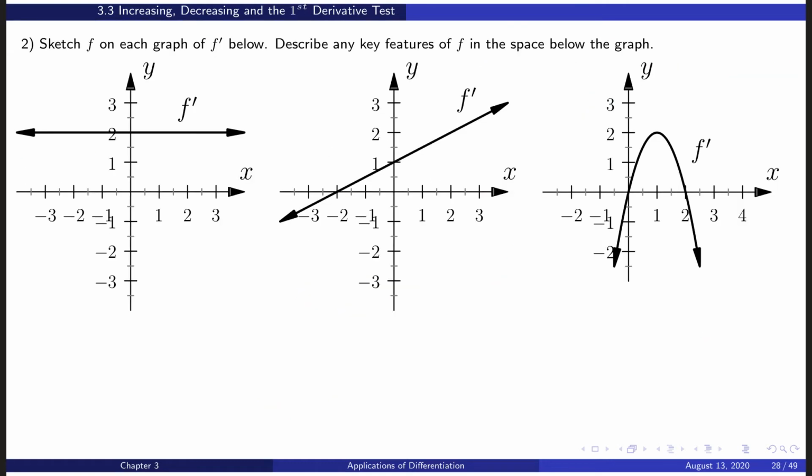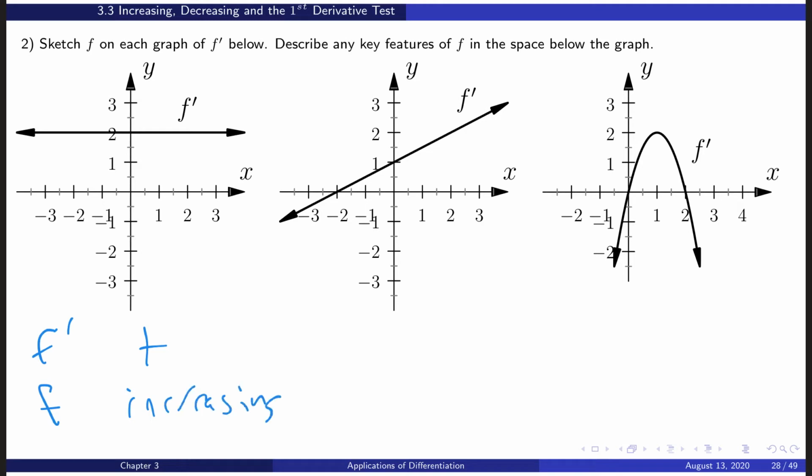So this next set of examples is going in the other direction. You're going to be given a derivative curve, and you need to find the original f curve. So for the first one, we see that f prime is not only always positive, but it's always equal to 2. So if f prime is positive, we know that the f function must be increasing.